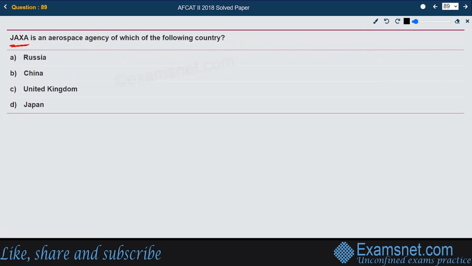Next, JAXA is an aerospace agency of which of the following countries? JAXA is the agency of the country called Japan. So that is going to be the right answer, option D.